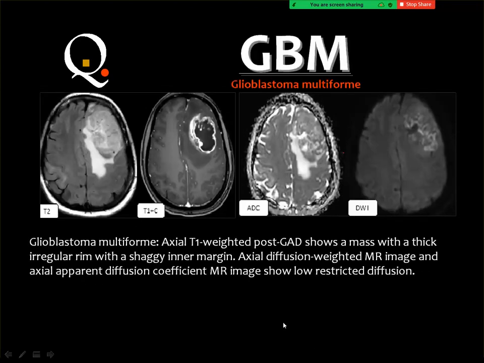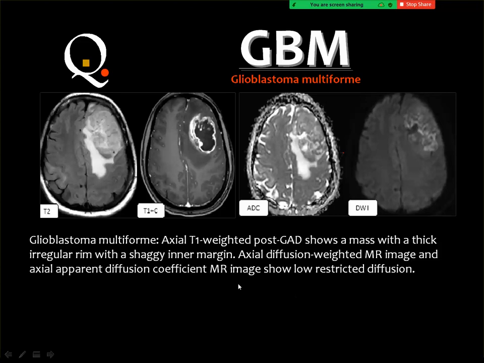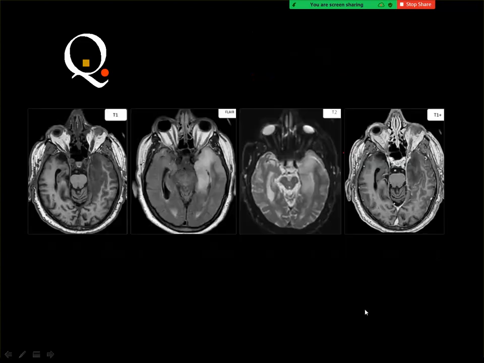This is the difference between an abscess and glioblastoma multiforme. In glioblastoma multiforme, you get significant enhancement of the wall with no evidence of diffusion restriction. Actually, you might see some diffusion restriction in the periphery or the infiltrative margin of the tumor, but inside the lesion, you do not see diffusion restriction.